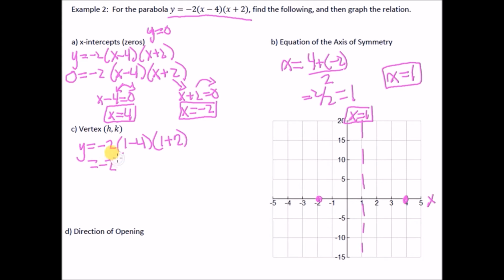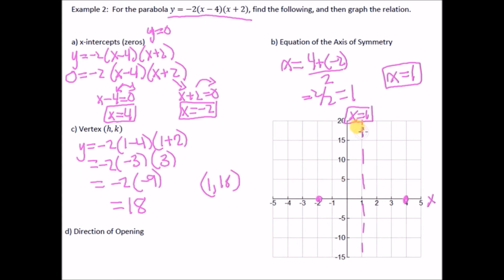Okay, so we have negative 2. I get 1 minus 4 is negative 3. 1 plus 2 is 3. 3 times negative 3 is going to be negative 9. Times negative 2 is 18. My h comma k is 1 comma 18.